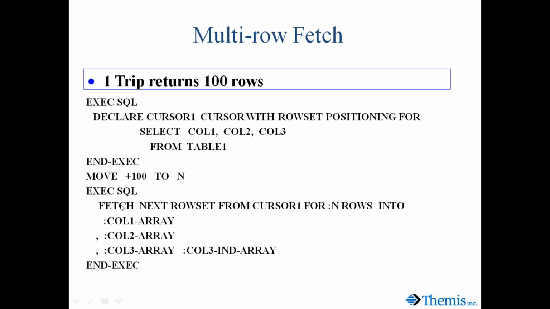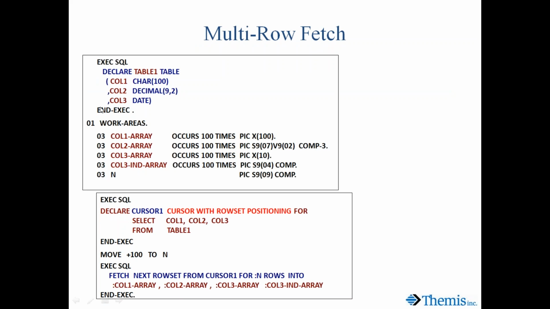And then after I open the cursor, I'm going to fetch the next row set from my cursor for whatever the number was that I put in my variable. And I'll bring that into my array. So I will have a column 1 array occurs 100 times, column 2 occurs 100 times. If you've got a null indicator variable in one of those columns, occurs 100 times. And I bring back 100 at a time. Okay? Now, you will also need to make sure that your work areas occur 100 times, because when you process through your array afterwards, you're going to have a subscripting capability. Okay. So an example.